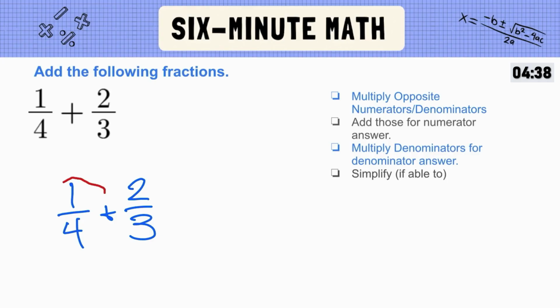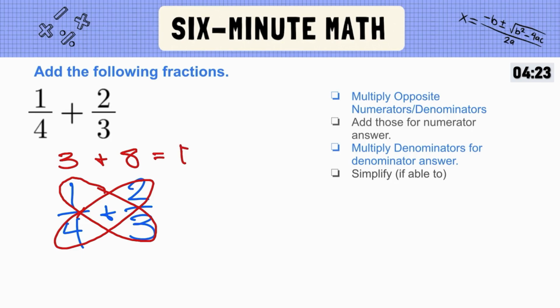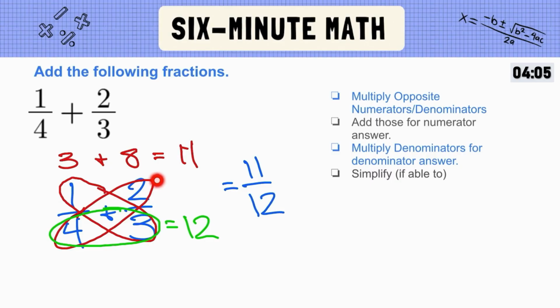So I'm going to multiply my opposite numerators and denominators. 1 times 3 is 3, and 2 times 4 is 8. I'm adding fractions, so I add those two numbers together to get 11. And then I multiply my denominators together. 4 times 3 is equal to 12. And I combine those two numbers for a final answer of 11 over 12. If you look at my process here, you can see why it is called the butterfly method, as the way I have laid out my circles slightly resembles a butterfly.